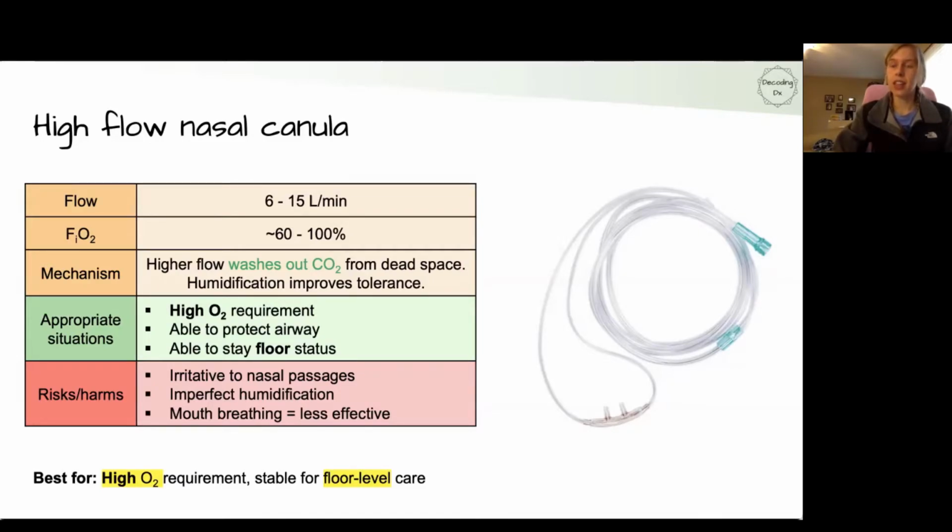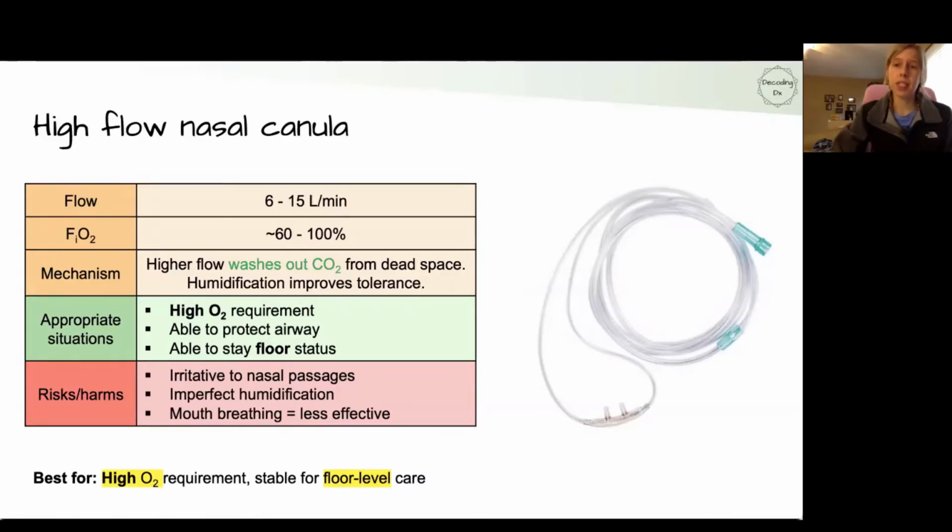Hi-flow nasal cannula is pretty much what it sounds like. It's a nasal cannula that can deliver more flow than a normal nasal cannula, so 6 to 15 liters per minute, meaning an FiO2 of about 60 to 100%. The idea behind this is that a higher flow of oxygen can help wash out extra CO2 from the dead space in the airways, and it can be humidified, so it can be better tolerated by patients as the air isn't so dry.